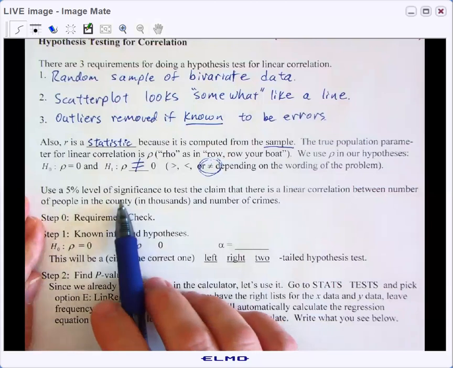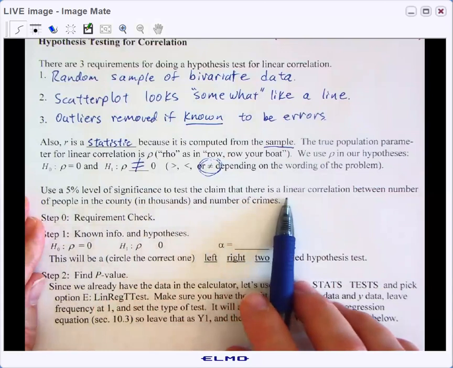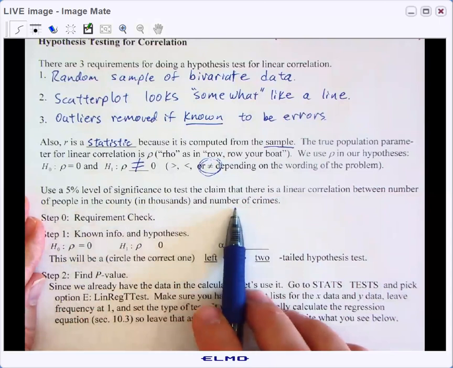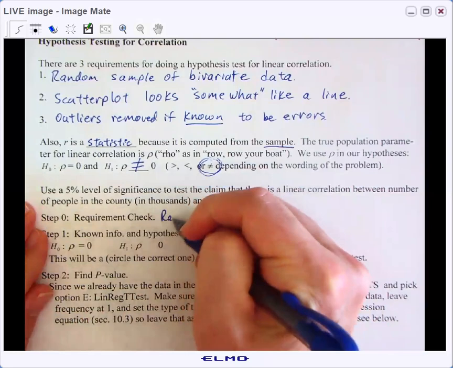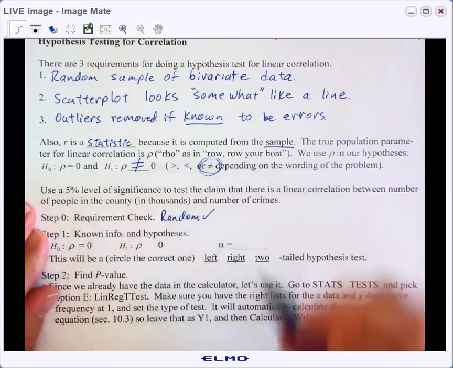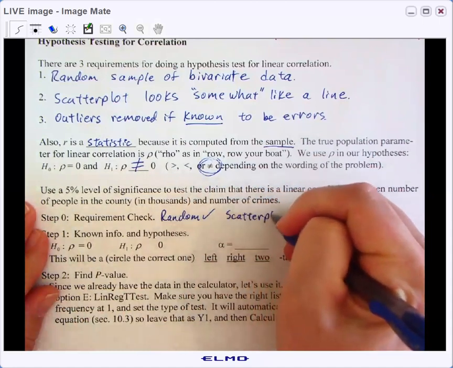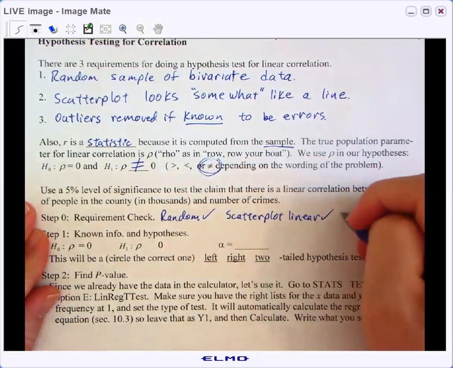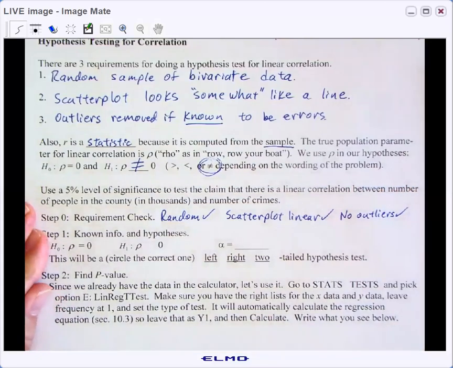Okay. So let's use a 5% level of significance to test the claim that there is a linear correlation between the number of people in the county, measured in thousands, and the number of crimes. Well, first off, we had a random sample of counties. Our scatter plot looked pretty close to a line. And we didn't seem to have any outliers that we knew to be errors. So we've got our 3 conditions there.